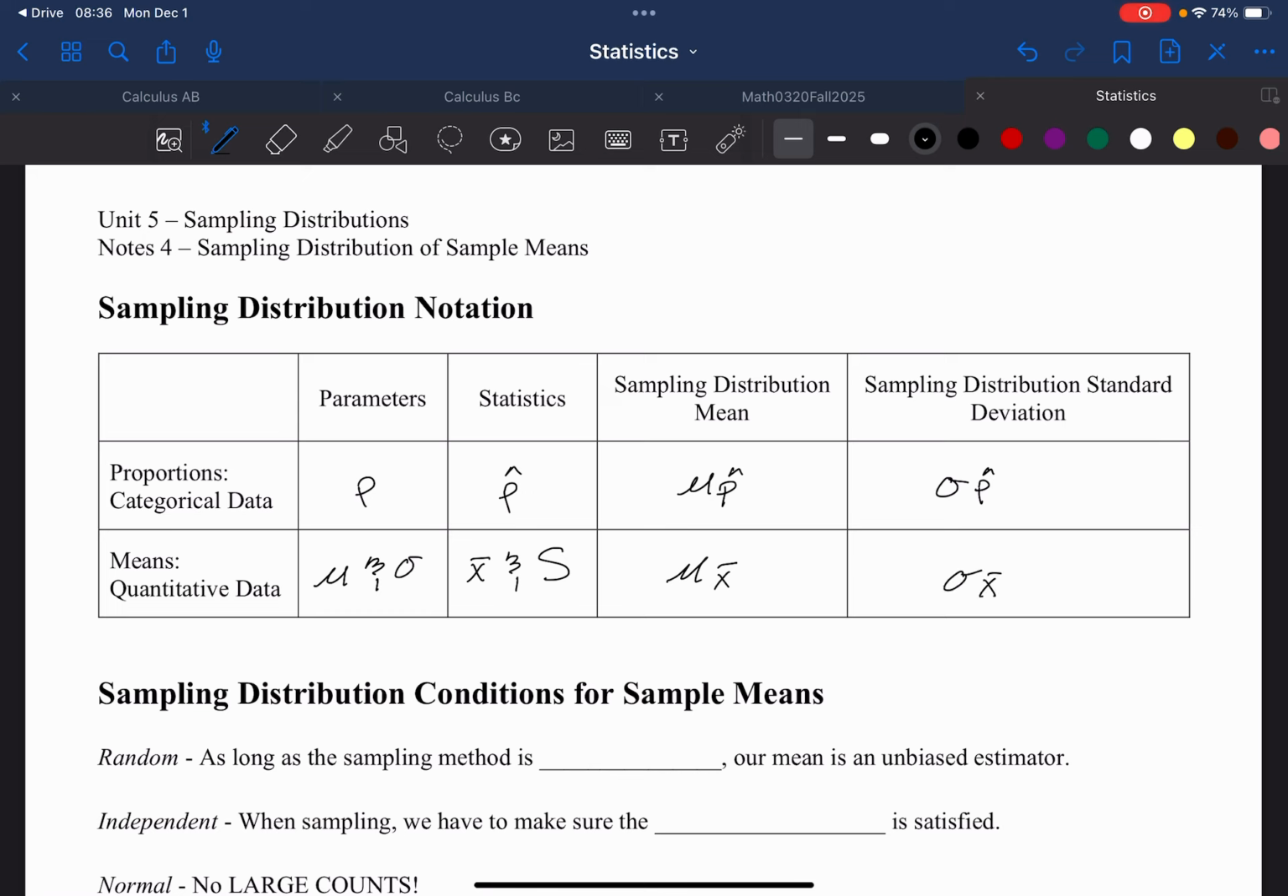So we are changing up the notation a little bit, and that's because we're no longer talking about categorical data. We're now talking about quantitative data.